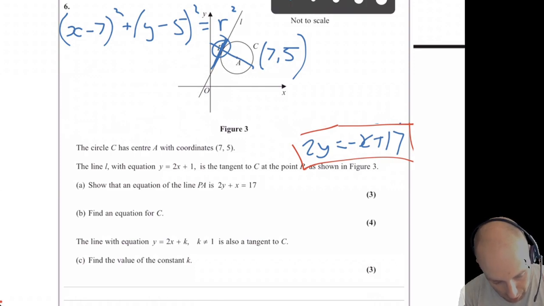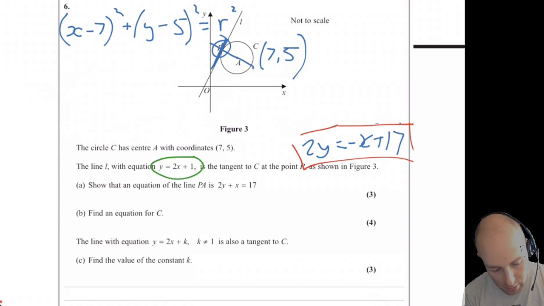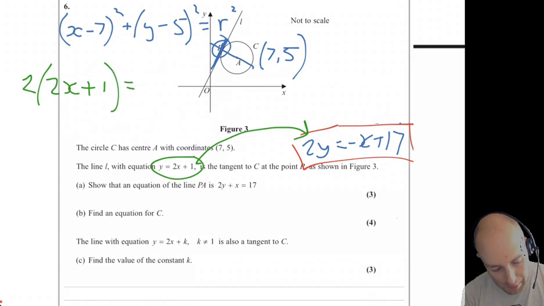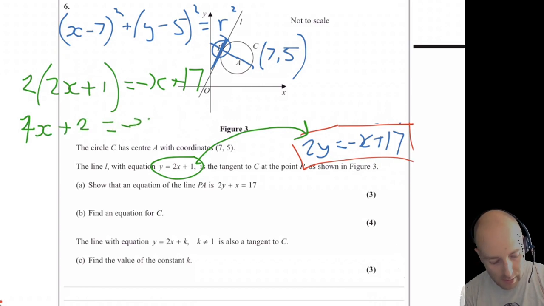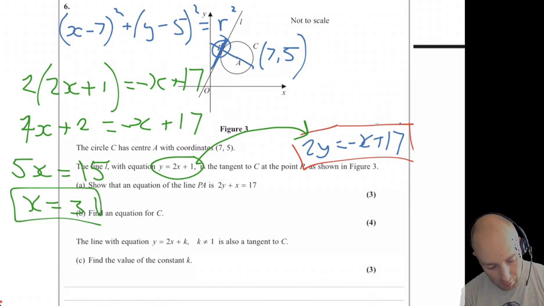So 2x plus 1 is going to equal... well actually let's just sub it in. So we're going to sub this in as y into this equation. So we're going to get 2 lots of 2x plus 1 is minus x plus 17. Expand it to get 4x plus 2 is minus x plus 17. Add x over, 5x. Take 2 over, 15. So we get x equals 3. If we put 3 back in, we get y equals 7.